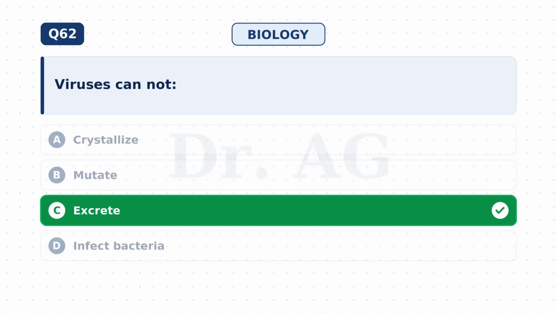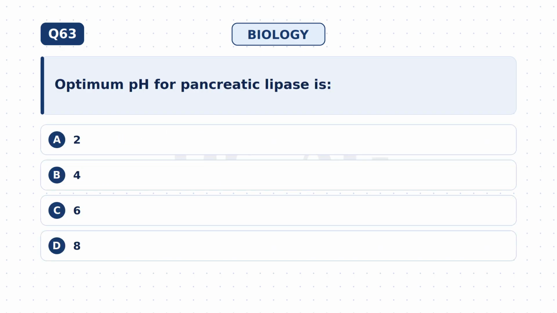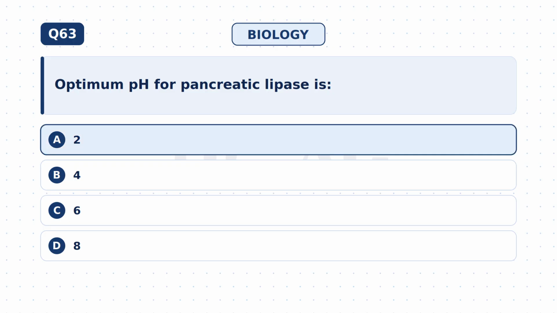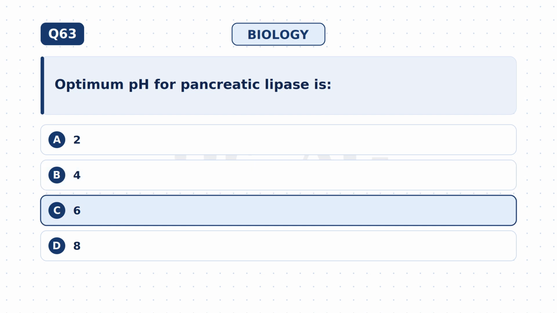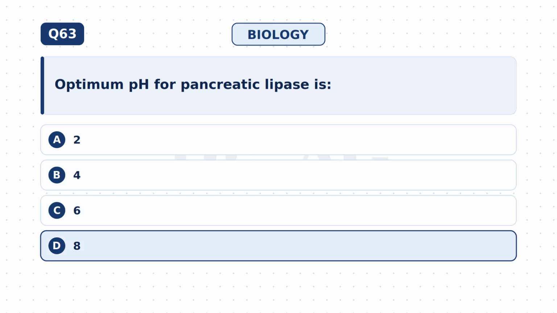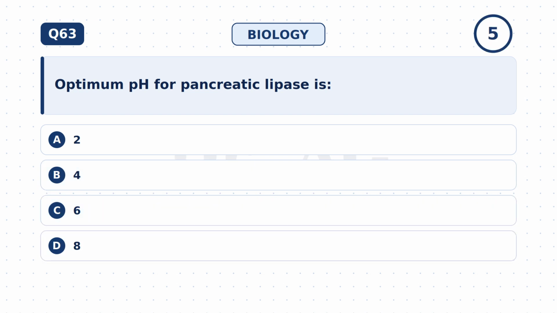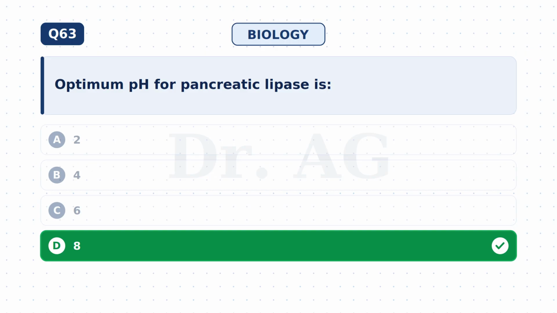The correct answer is C. Excrete. Question 63. Optimum pH for pancreatic lipase is Option A 2, Option B 4, Option C 6, Option D 8. The correct answer is D 8.